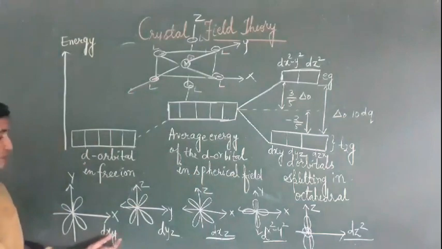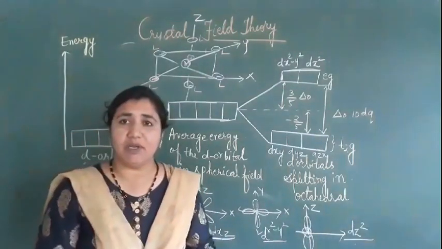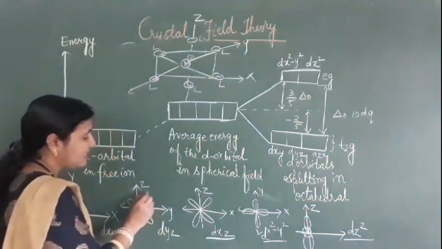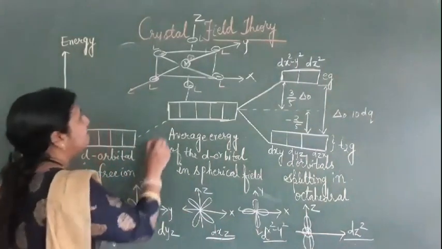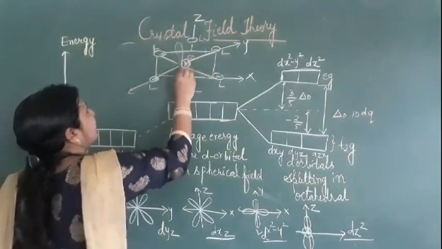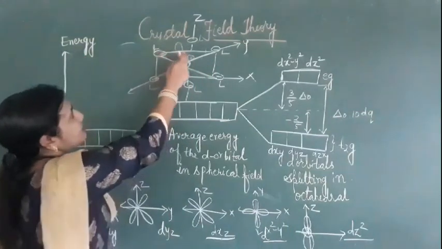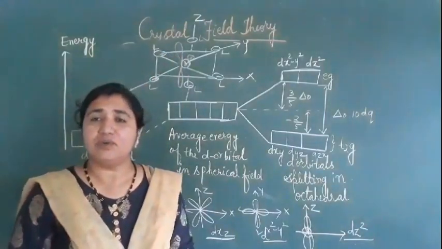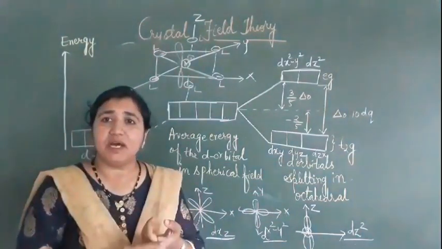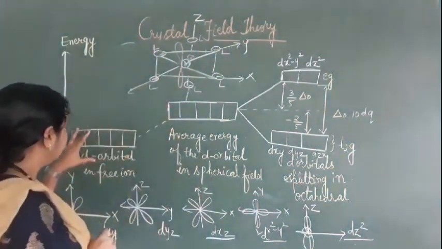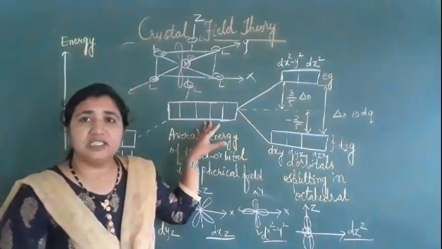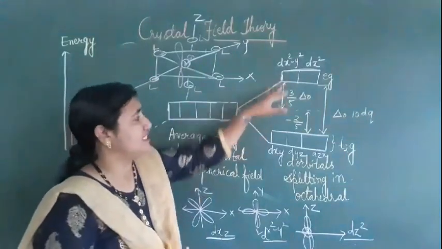And dxy, dyz and dxz, these three orbitals, are present in between the axes, so they will experience less repulsion. The ligands are coming along the axes, and these orbitals are in between the axes. So the repulsion will be less, and due to that less repulsion, their energy decreases. Because of this, the five d orbitals lose their degeneracy and split into two sets.